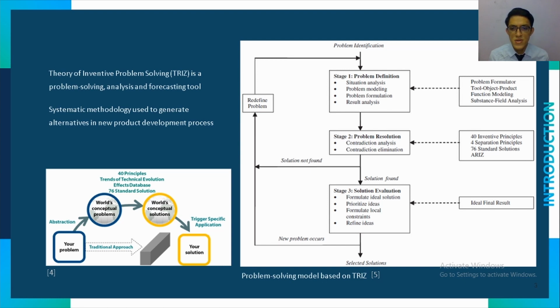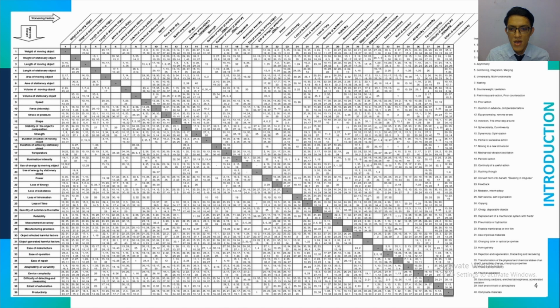The figure shows the typical problem solving model based on Triz. Triz usually comprises a few stages before getting the results. One of the most accessible and useful Triz problem-solving methods is the 40 creative principles and contradiction matrix table.